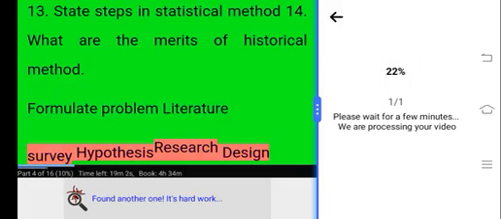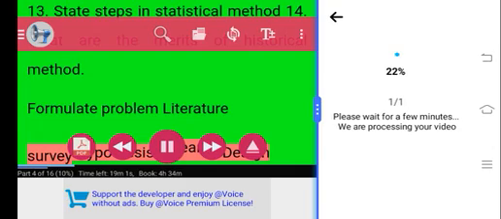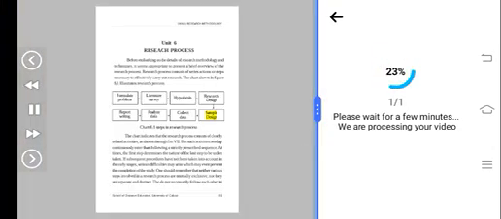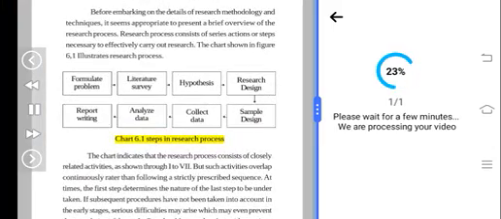Formulate problem, literature survey, hypothesis, research design, report writing, analyze data, collect data, sample design. Chart 6.1: Steps in research process.